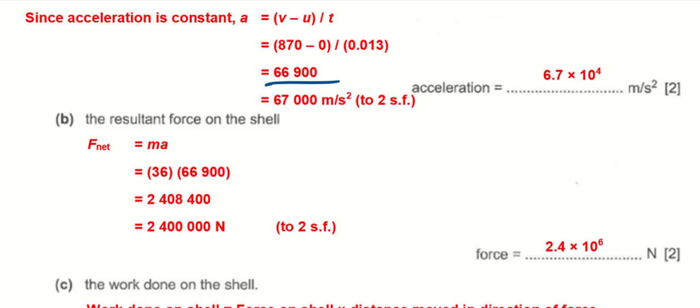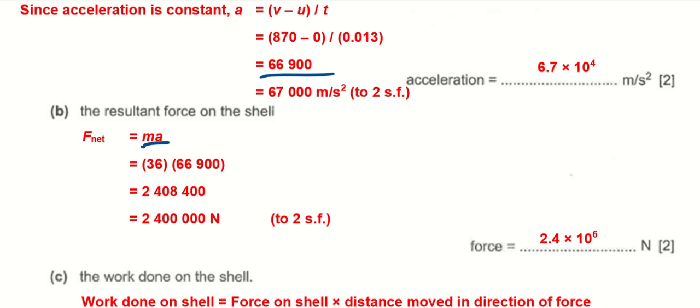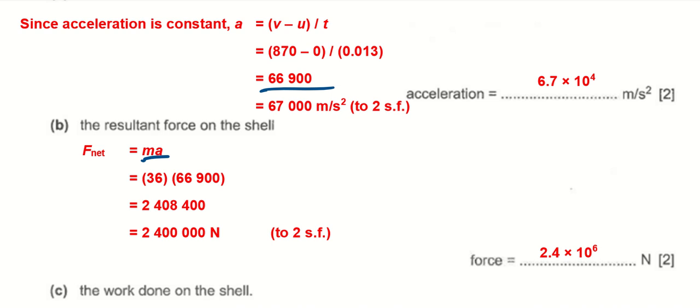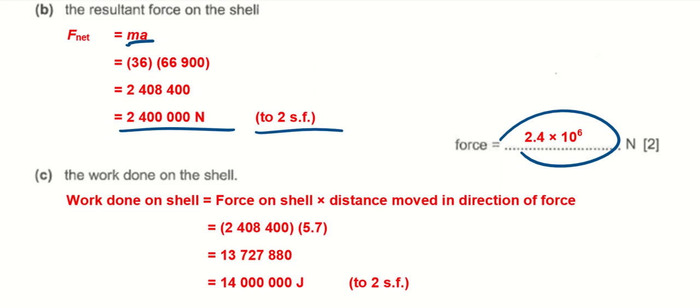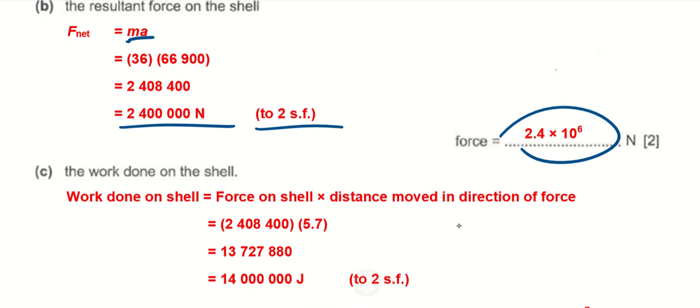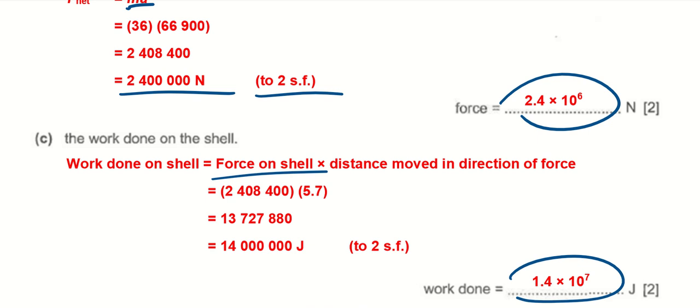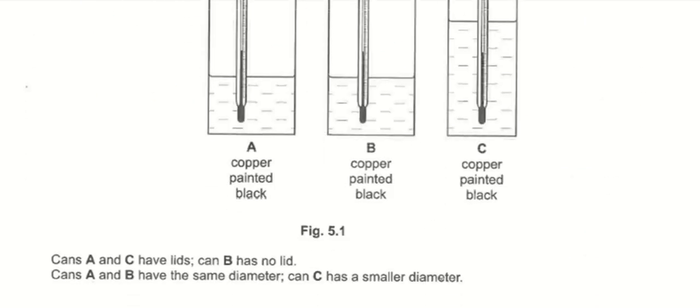Now calculate the resultant force on the shell. So you take the mass multiplied by the acceleration that you have gotten. Then you will get 2.4 times 10 to the power of 6. You don't have to leave it in standard form. You can leave it this way. 2SF is also okay. So you should be getting this 4 marks. Now, what's the work done on the shell? Work done is equals to force times distance moved in the direction of the force. So you'll get this. Actually, if you really understand what the letters and the numbers mean, by giving them their identity, you put into the formula correctly, you should be able to score very well. So please do that.